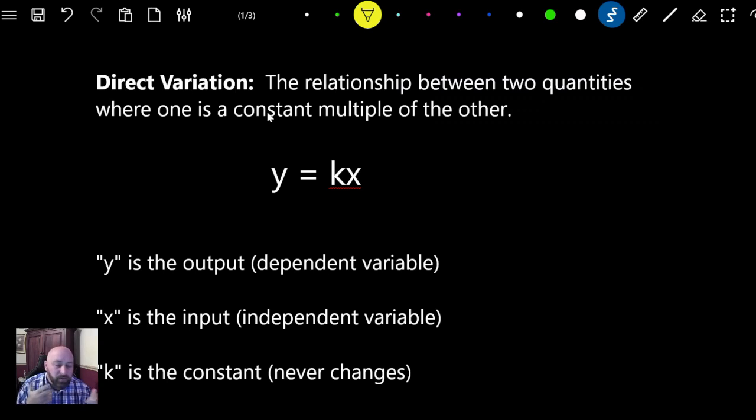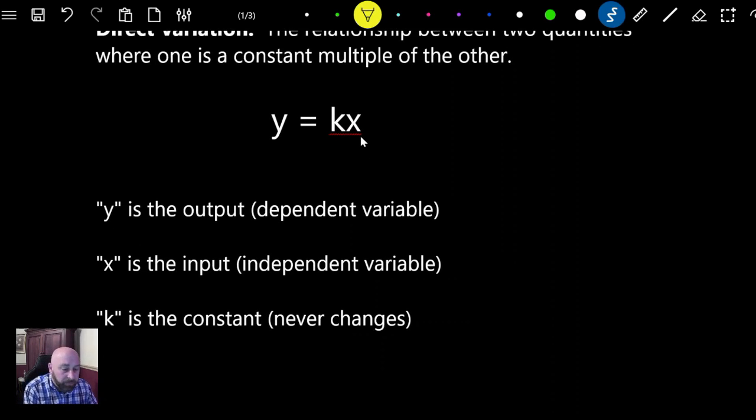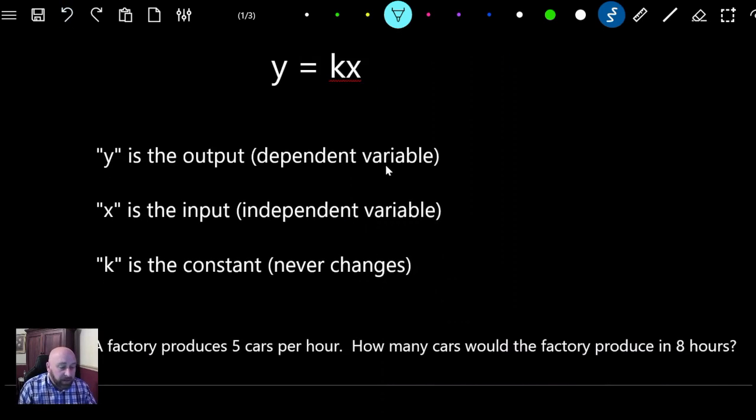And I know that's not really reality, right? Maybe something breaks down or something happens and they only make 4 in an hour, something like that. I know that's reality, but this is kind of an imperfect situation. That plant produces 5 cars per hour. So let's look at this right here. This is our formula, okay? Our formula is y equals kx. Now let's talk about what each one of those things actually are.